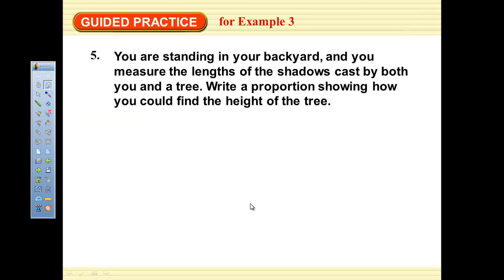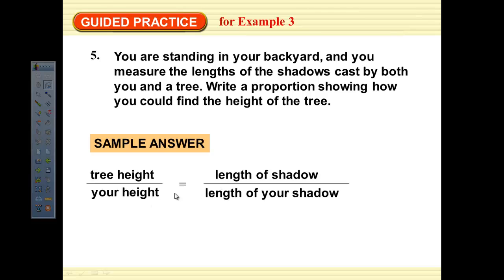And then here's another one where it says you're standing in the backyard, you measure the lengths of the shadows cast by both you and a tree, write a proportion showing how you could find the height of the tree. It would look similar to the ones we just did. We'd say tree height over your height, length of shadow for the tree over length of your shadow. Okay? And I believe that's it.